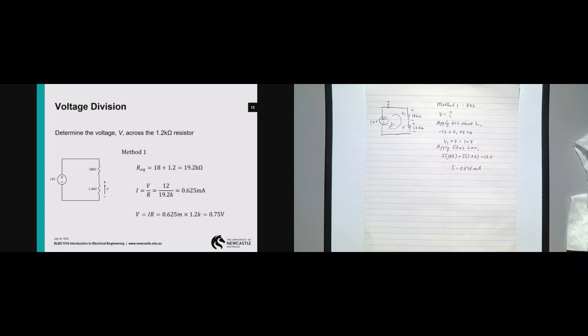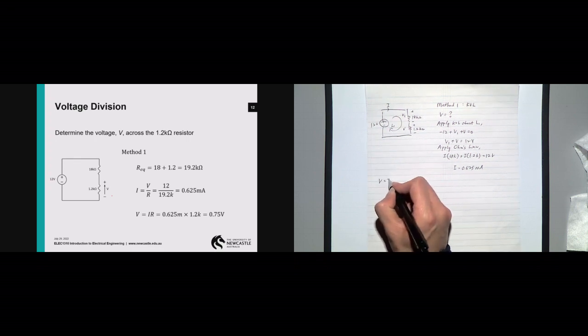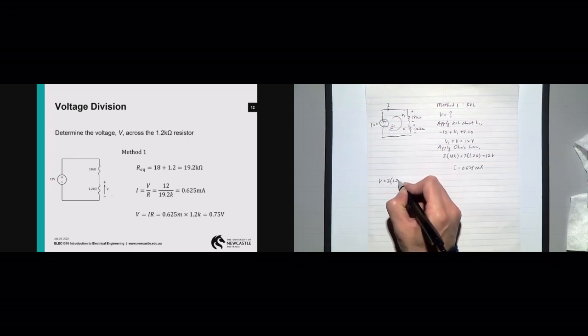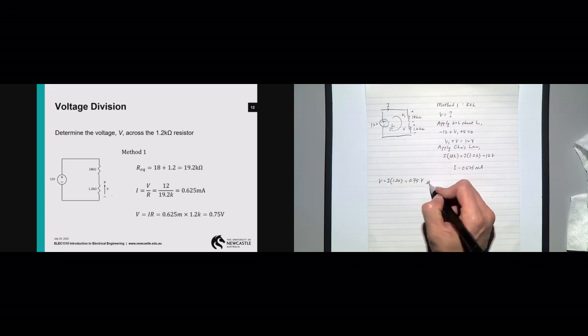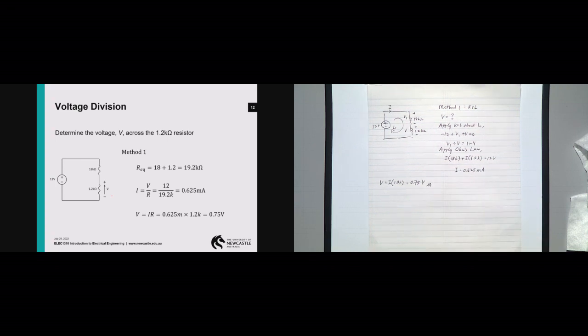Okay? So at the end of the day, we just want V, which is equals to I multiplied by the 1.2 kilo ohm resistor, which essentially gives us 0.75 volts. Right? So this is the slightly longer method. The idea is that you need to find I first before you can find the voltage of interest.